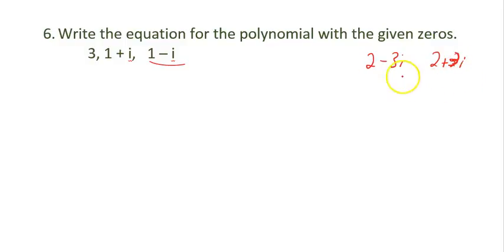And the same thing with square roots. If I knew 1 minus the square root of 5 was a zero, or 1 plus the square root of 5, 1 minus the square root of 5 would also be a zero. In this case, they've given us all three, but i's and square roots do come in pairs, conjugate pairs, because they come from the quadratic formula, and that always gives us a plus answer and a minus answer. What you need to be able to do here is back up from the zeros to the factors.